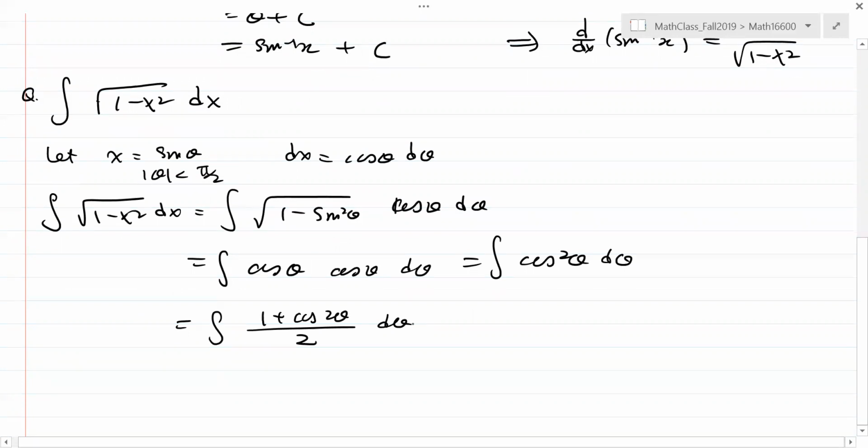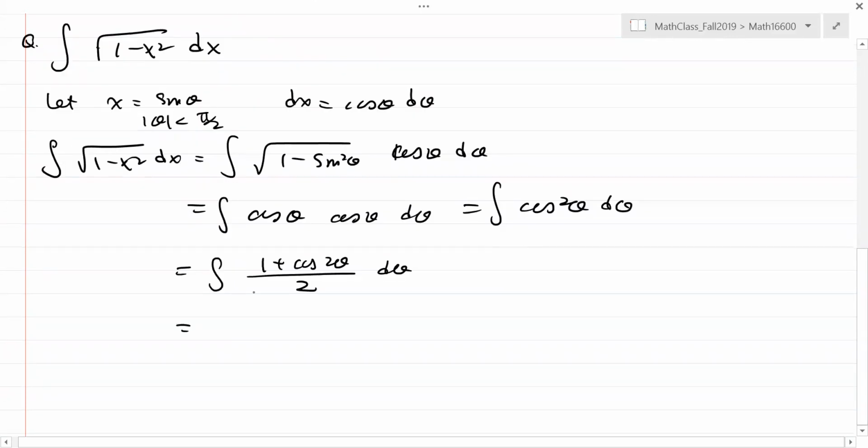Then the next step is kind of trivial. We get the first term, 1/2 theta. The second term, I think it's 1/2, then you have sine 2 theta divided by 2, and a constant. The question is, how can I change theta back to x?